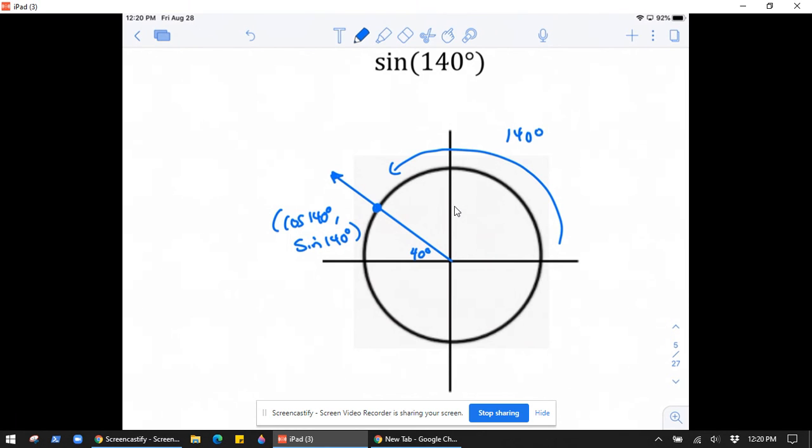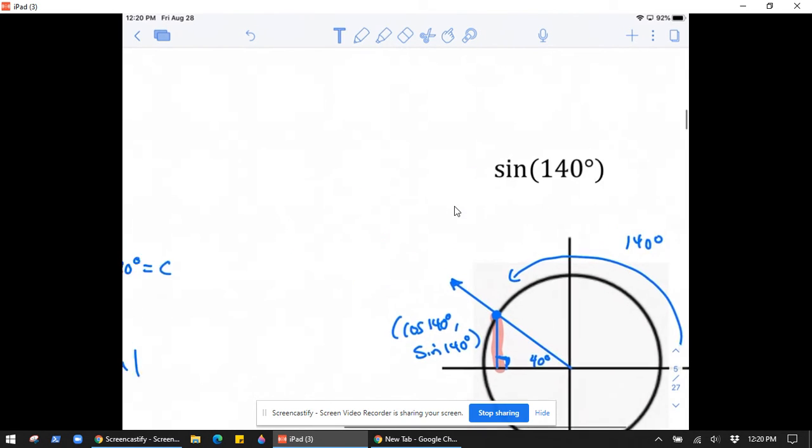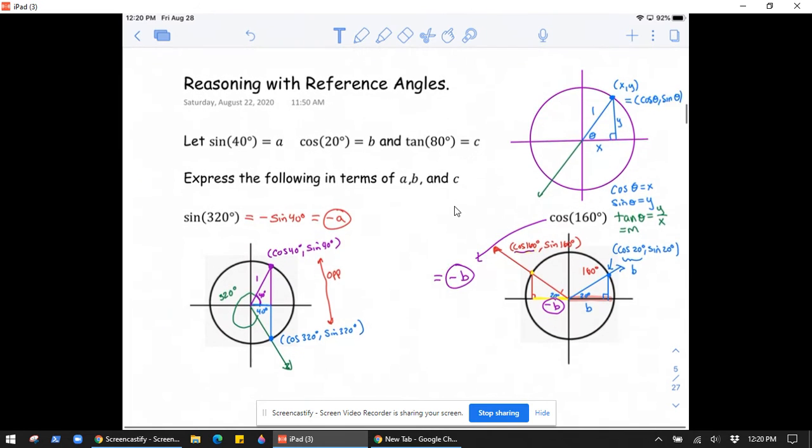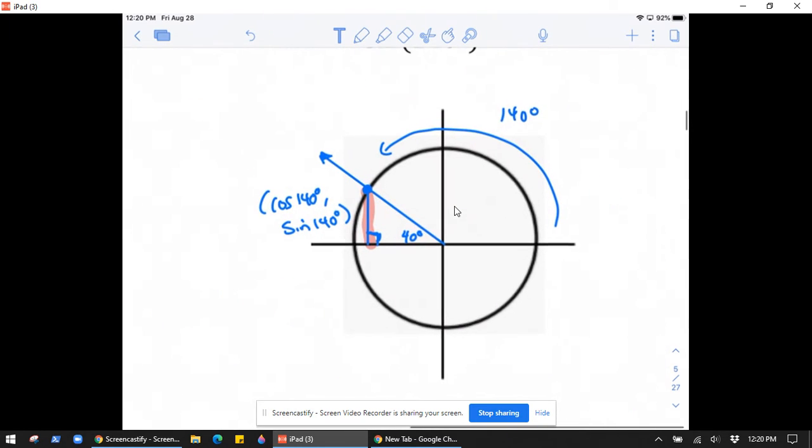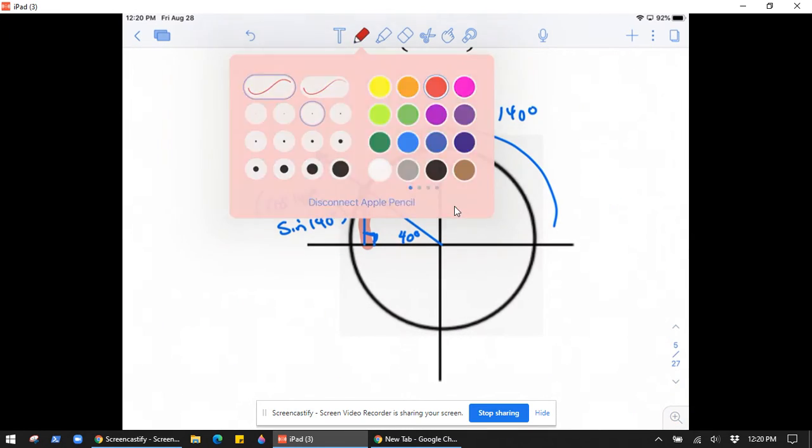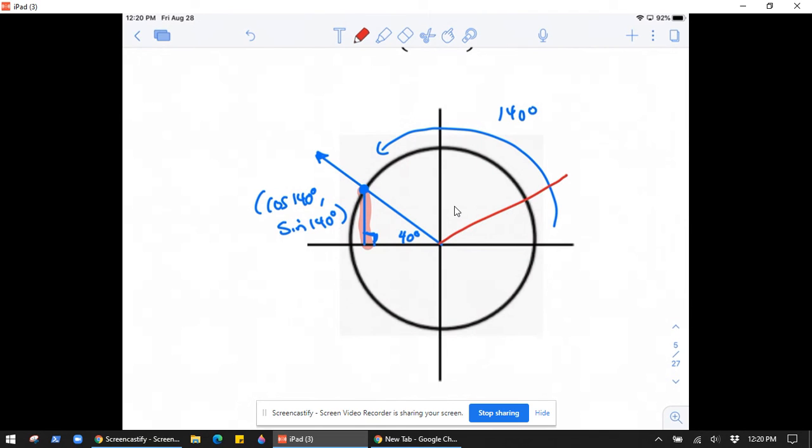Sine is the y-coordinate of that point, which means it's this signed distance here. How does that relate to the info given? We're given that sine of 40 is a. So let's see if we can figure that out. 40 degrees would bring us here. Right? It's like a symmetric picture, symmetric over the y-axis here.